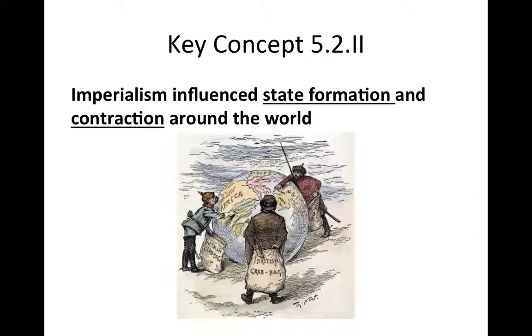All right, key concept 5.22. Imperialism influenced state formation and contraction around the world. So this idea of new states emerging, and some states contracting. I think China is a good example of that, where imperial power is in decline because of imperialism.